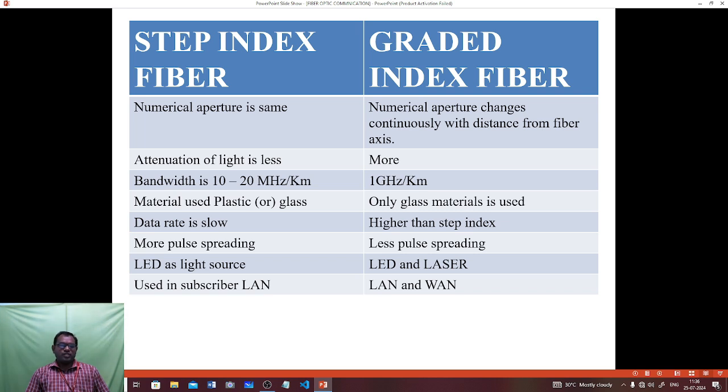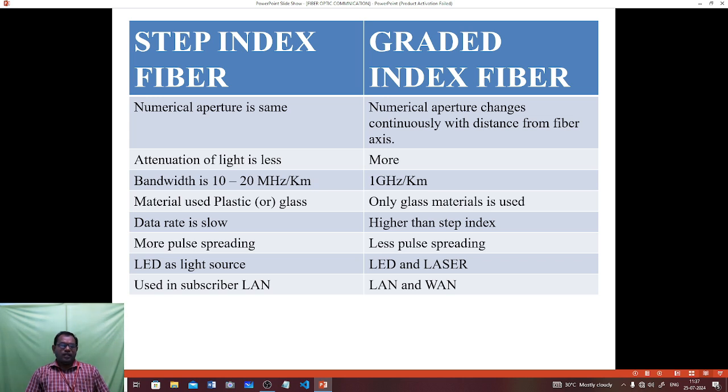The bandwidth of the step index fiber is 10 to 20 megahertz per kilometer. The bandwidth of the graded index fiber is 1 gigahertz per kilometer. In step index fiber the materials used are plastic or glass, but in graded index fiber only glass is used. The data rate of the step index fiber is slow, and the data rate of the graded index fiber is higher. Pulse spreading is more for step index fiber and less for graded index fiber.